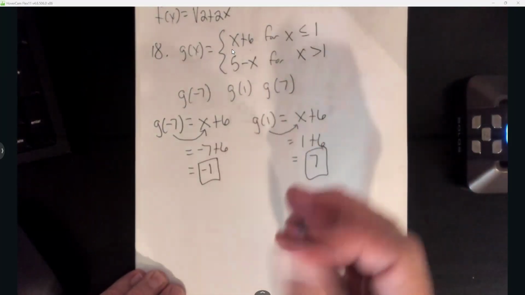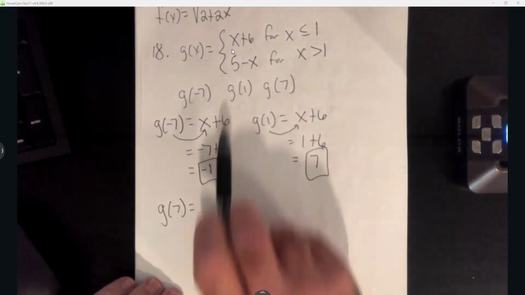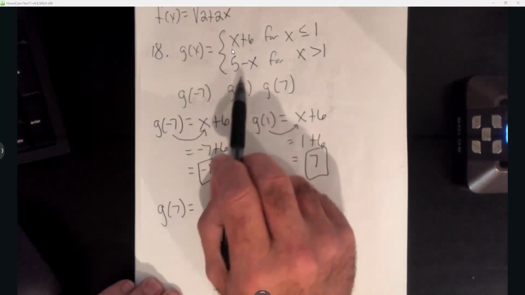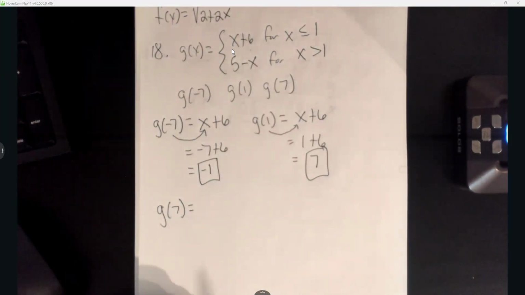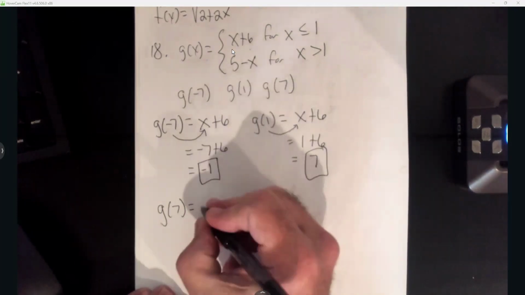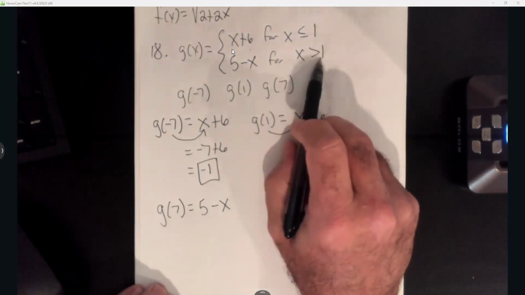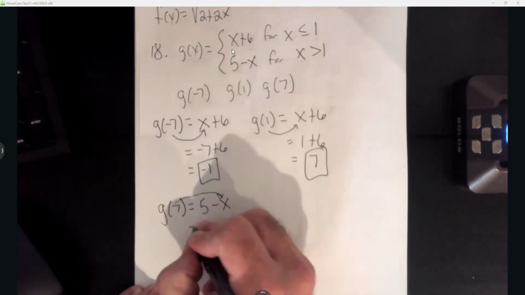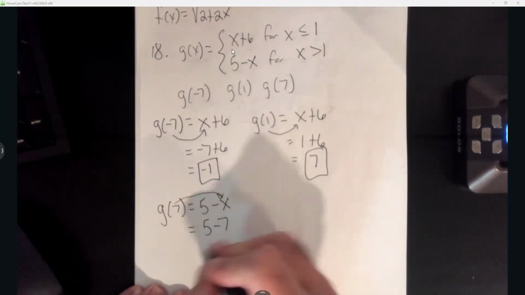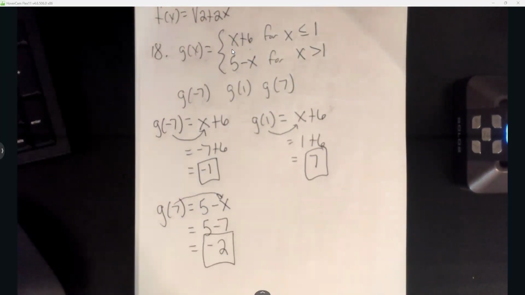All right, then we got to find g of 7. So for g of 7, would you use the first equation or the second? Oh, y'all got a 2 there for second equation. Good job. That would be 5 minus x, because 7 is bigger than 1. All right, in place of the x, you're going to put that 7. So I get 5 minus 7, which is a -2.